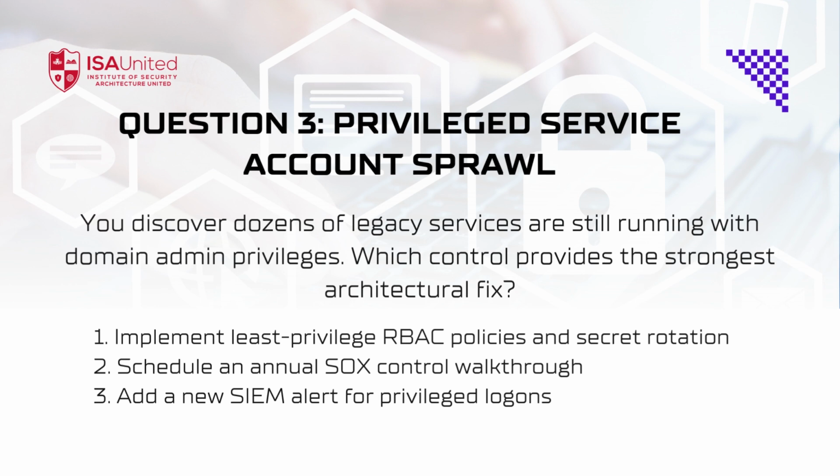Scenario 3: you discover dozens of legacy services are still running with domain admin privileges. Which control provides the strongest architectural fix? 1. Implement least privilege RBAC policies and secret rotation. 2. Schedule an annual SOX control walkthrough. 3. Add a new CM alert for privileged logons.